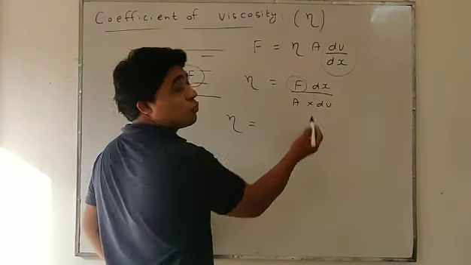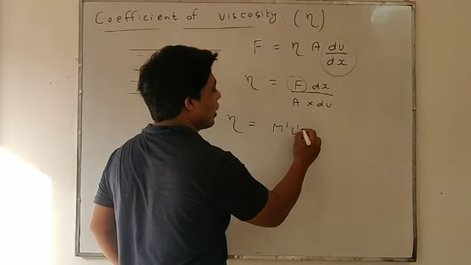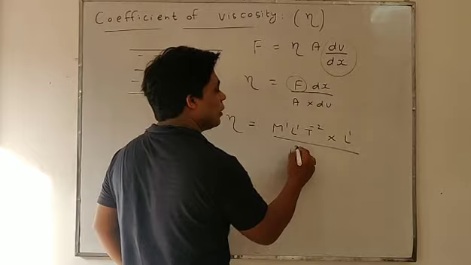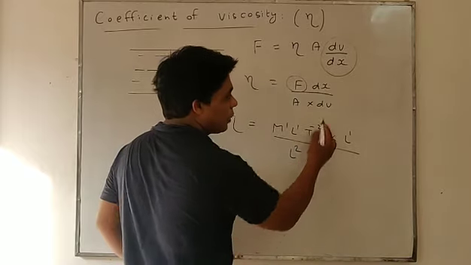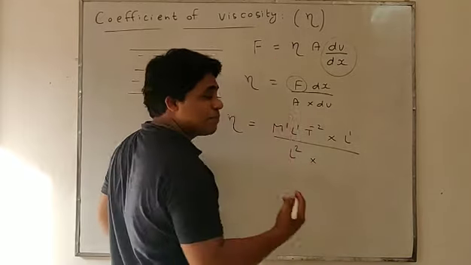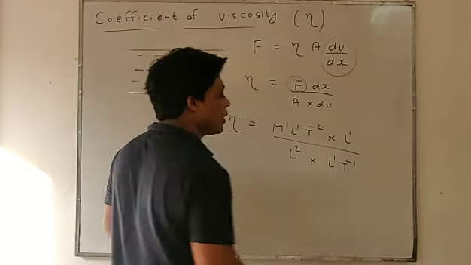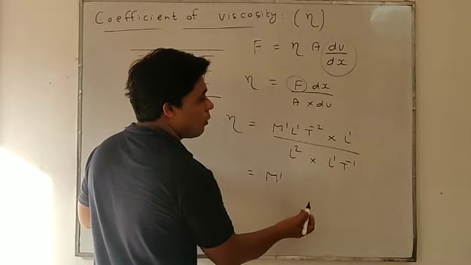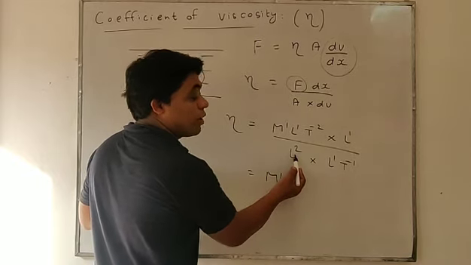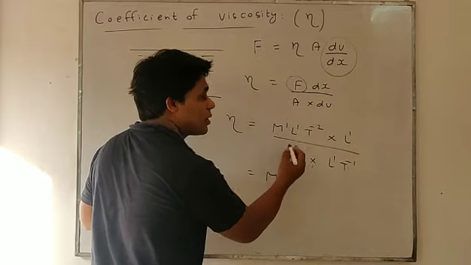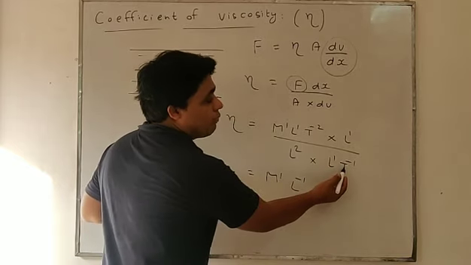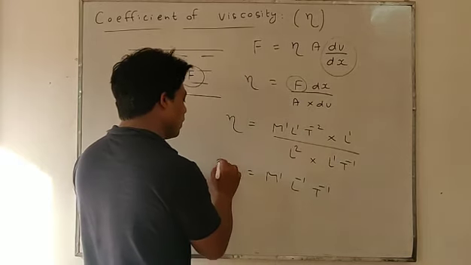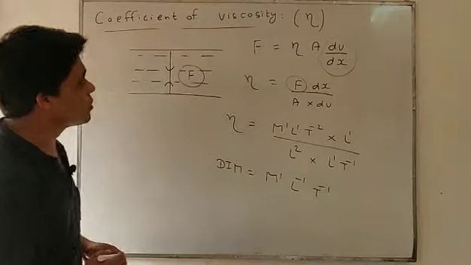Force, what is the dimension of force? Yes, M1 L1 T minus 2. Displacement L1. Area, as you know, length into breadth, L square, and velocity, displacement by time, L1 T minus 1. So solve this. M1, L1 to L1 cancel out. When we transfer L2 upwards, minus 2 plus 1, L minus 1. When we transfer T minus 1, it becomes T plus 1, minus 2 plus 1, T minus 1. So that is the dimension of coefficient of viscosity.